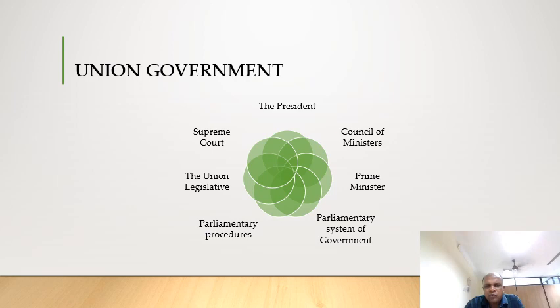Let us go to the union legislature also; the parliamentary system is the same. And then come to the Supreme Court. We have three levels of court system in India: at the national level the Supreme Court, at the state level the High Court, and at the district level district courts. District courts control the lower level courts. This is the union government system of India.